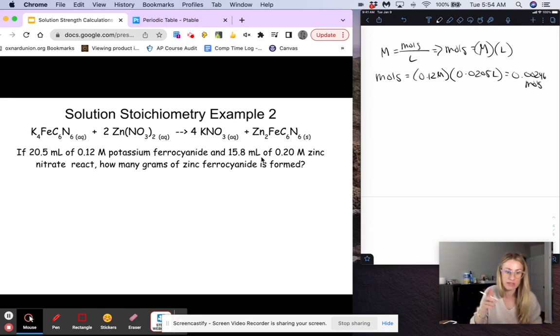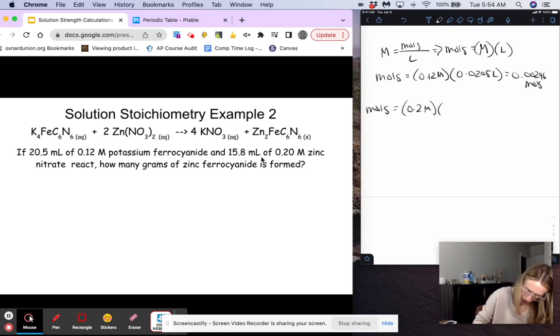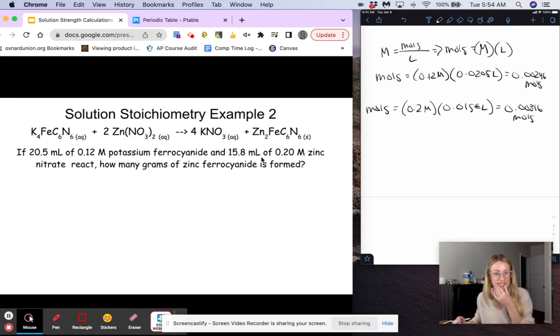Doing the same thing for zinc nitrate, we get the moles of zinc nitrate equals the molarity, 0.2 molar, times the volume in liters. So 15.8 divided by 1,000 is 0.0158 liters. And then I'm going to multiply that by 0.2. And so I get 0.00316 moles of our zinc nitrate.